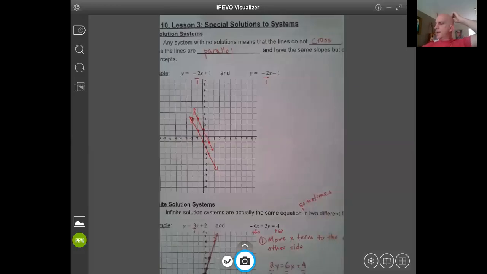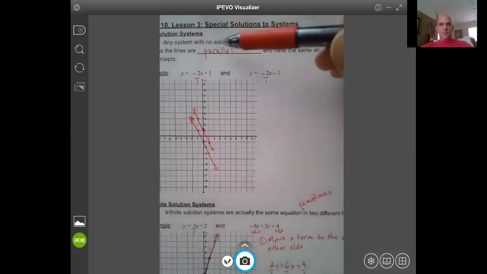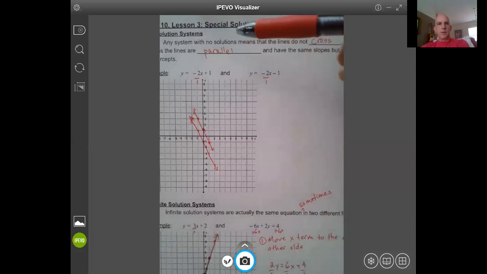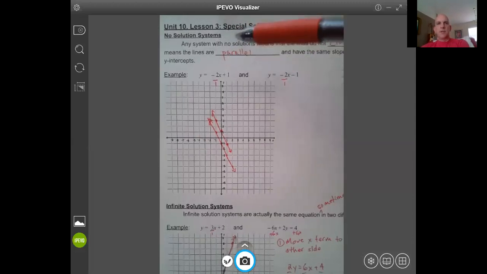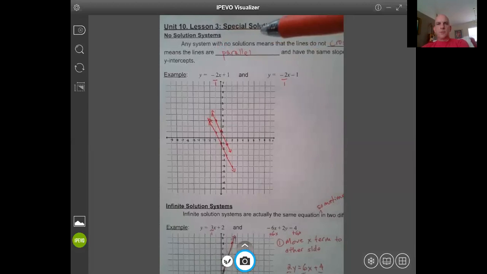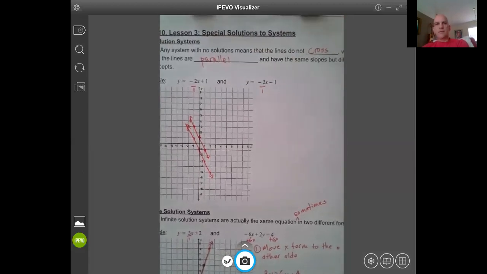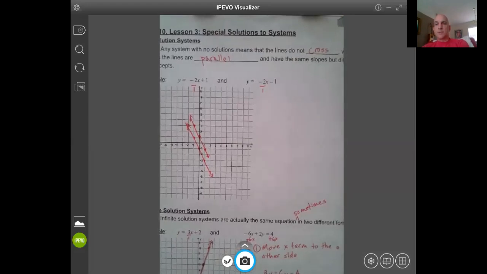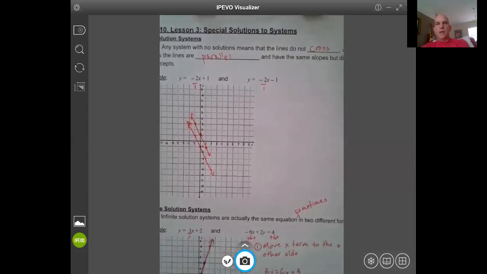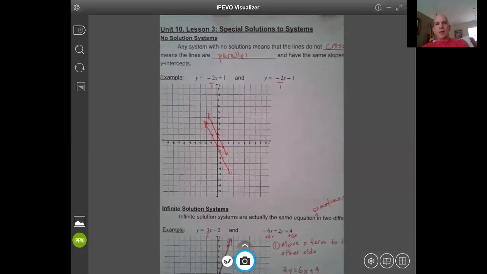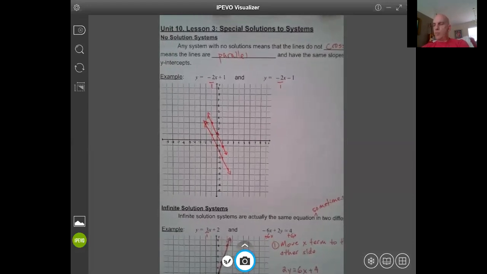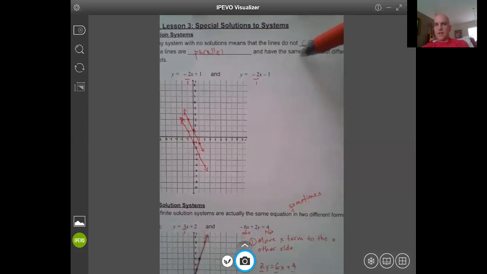So first thing we're looking at is no solution systems. All right, make sure we got that on there. Any system with no solutions means that the lines do not cross, because systems that have a solution are two lines that cross at a single point. If they don't cross, it means that they are parallel.